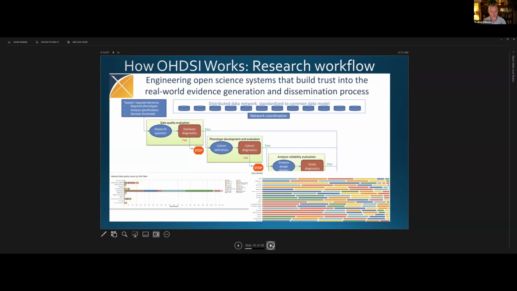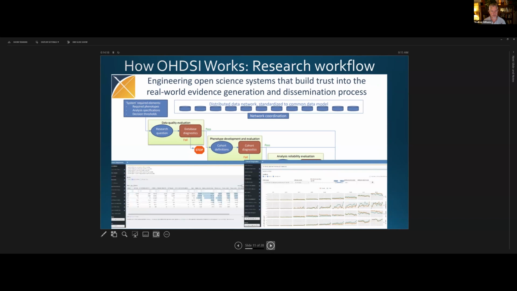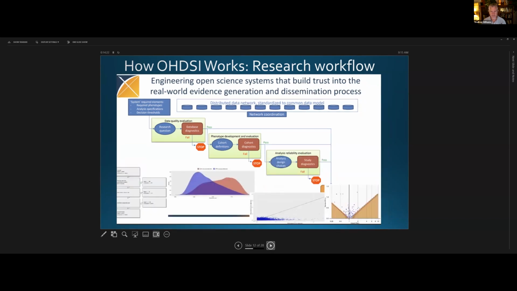These are some of the slides I'm going to go through quickly. This just shows some of the tooling. It's the same slide with pictures below of the kinds of tooling that have been developed by the community to do some of these diagnostic checks. So this one is for data quality. The next one is for the cohort diagnostics, and the last one is for some of the analytic assumptions.